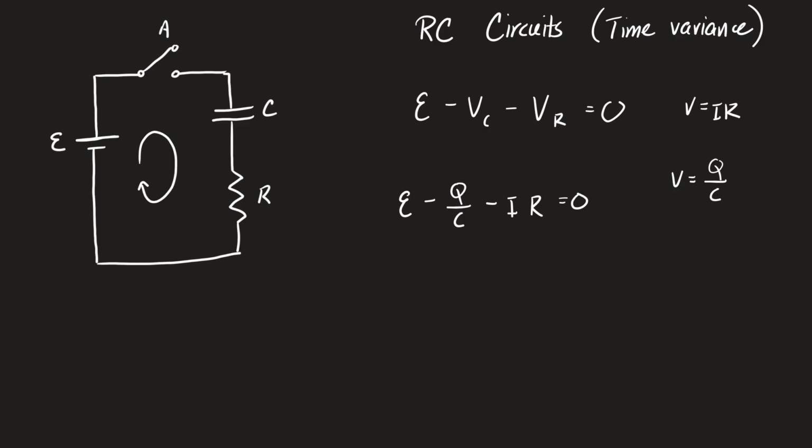Now, herein lies the problem. Current is defined as the rate at which charge passes through a circuit. We've defined it before as just charge over time. But in a circuit where the current might be changing, it would be the rate that the current flows through the circuit.